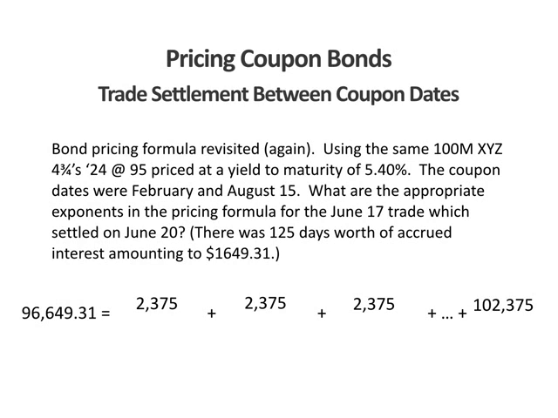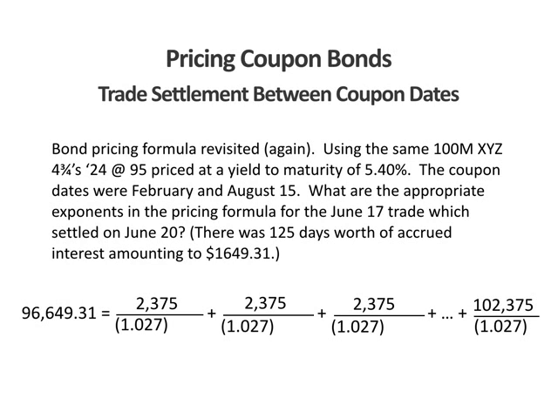The numerators on the right-hand side are the dollar amounts of the various cash flows: $23.75 for each of the periodic coupon payments, and $102,375 for the final cash flow. The divisors under each of the cash flows will be 1.027, the 0.027 being the periodic or semi-annual rate implied by the 5.4% yield to maturity. But what about the powers that each of those divisors must be raised to?